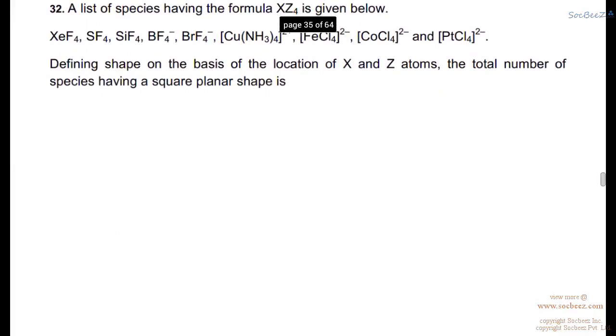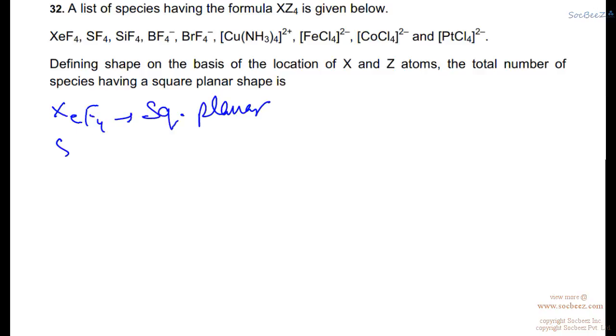Okay, so now let's move on to another question. The question says a list of species having the formula XZ4 is given below: XeF4, SF4, SiF4, BF4 negative, BrF4 negative, and so on. Define shape on the basis of location of X and Z atoms. The total number of species having a square planar shape is, well, XeF4 has a square planar shape, no doubt. SF4 has a seesaw shape.